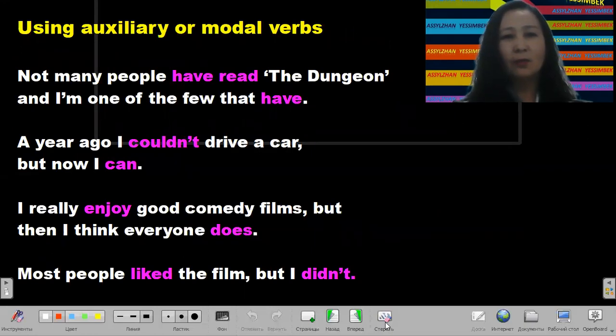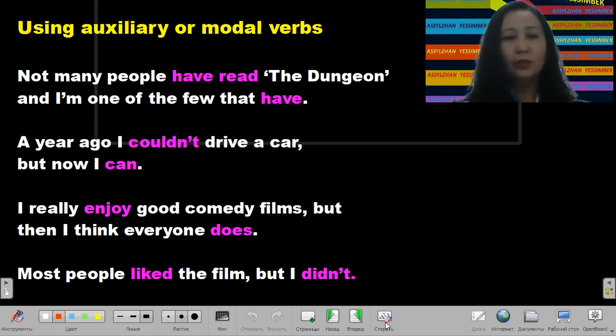Using auxiliary verbs or modal verbs. Not many people have read The Dungeon, but I'm one of the few that have. So we've used only the auxiliary verb have of the present perfect tense, and it is clear that I have read. A year ago, I couldn't drive a car, but now I can. Means I can drive a car. Instead of repeating the whole part of the sentence, you use just the modal verb.